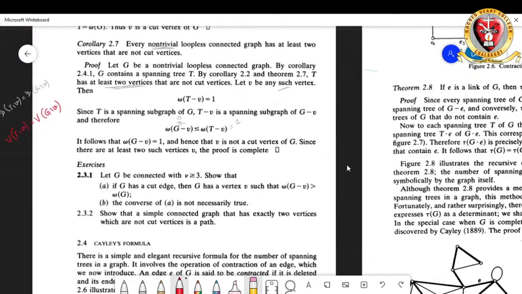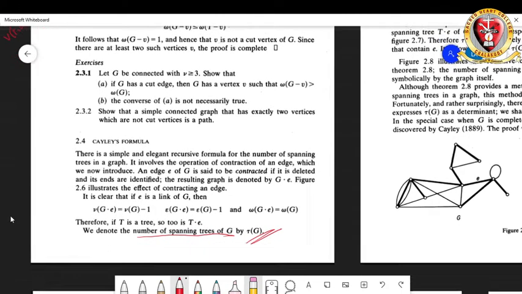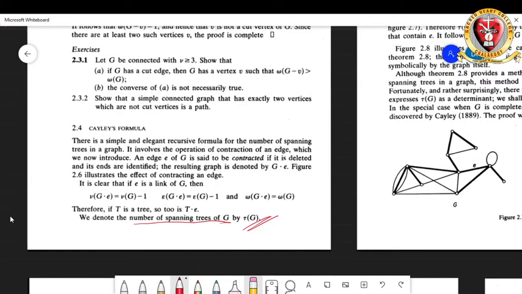And when we move to section 2.4, which is titled Cayley's formula, we need some basic simple definitions for that.